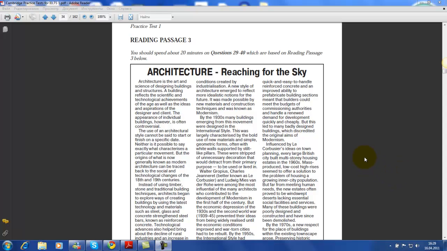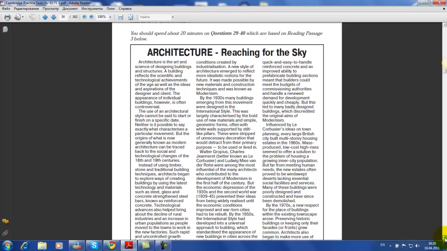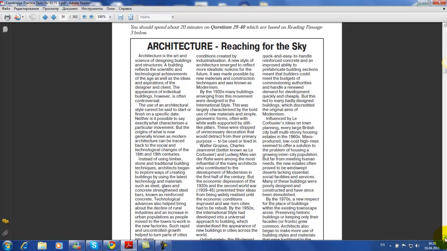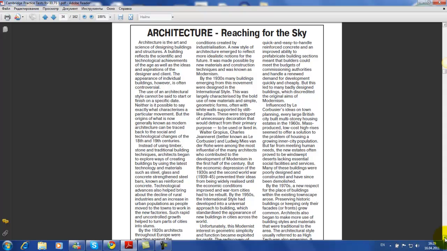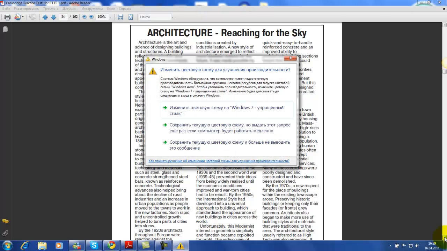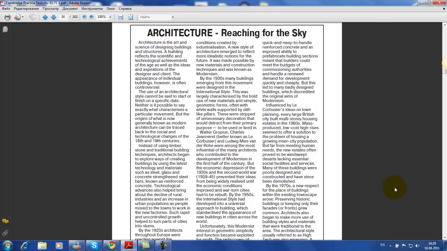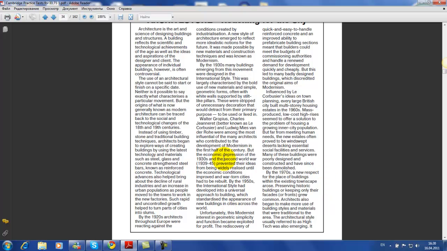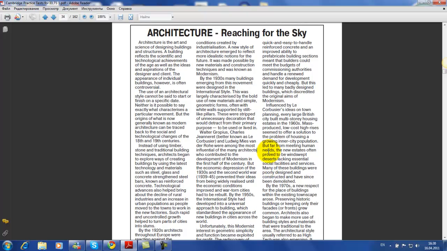The title of this article is Architecture Reaching for the Sky. It means that the article will be about different styles of architecture, or could be about different styles of architecture. Let's very quickly look through the text and try to pick up some keywords that we can find here. So I can see here such words as modernism. So this is one of the styles.